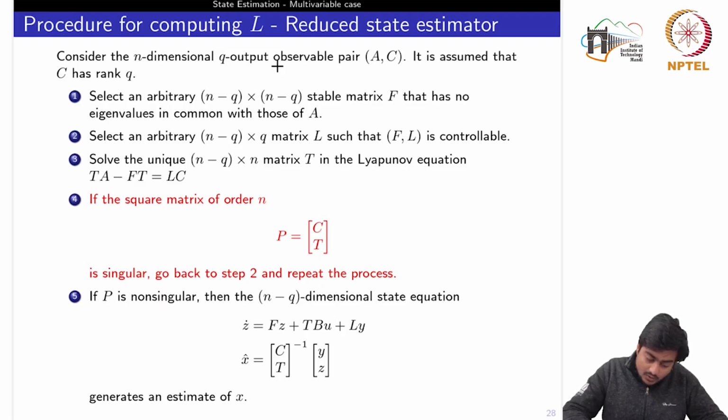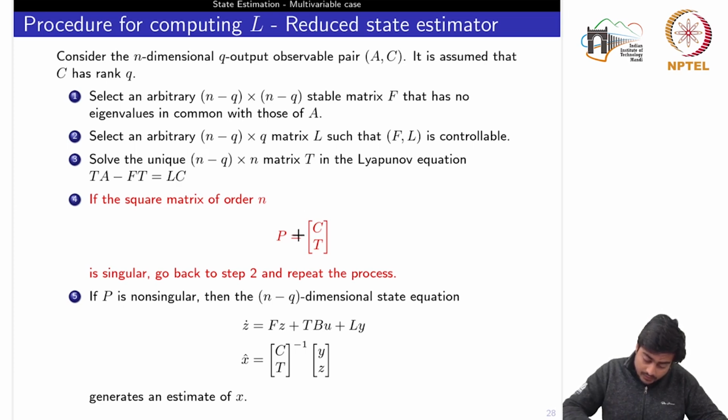So we have this n-dimensional, q output observable pair A comma C, where we have assumed that the matrix C has rank q. Now the first step, we select an arbitrary stable matrix F of the appropriate dimension, which shares no eigenvalues with the A matrix. Next, we select the L matrix such that this F comma L pair is controllable. Then we compute this matrix T by solving this Lyapunov equation given by this.